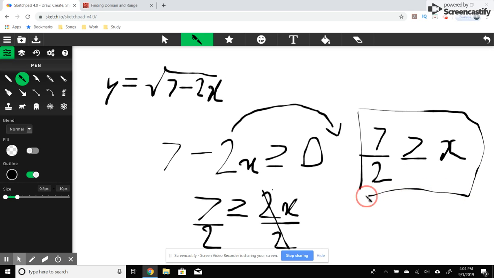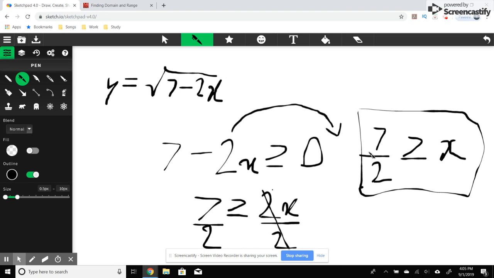What this is basically saying is that any value for x in this radical has to be less than or equal to 7 over 2, or else it won't work. And we're going to test that just to make sure. Let's say we put in negative 2. We get minus 2 over here, and we get 7 minus negative 4, which is 7 plus 4, which is 11. And that is a value that works.